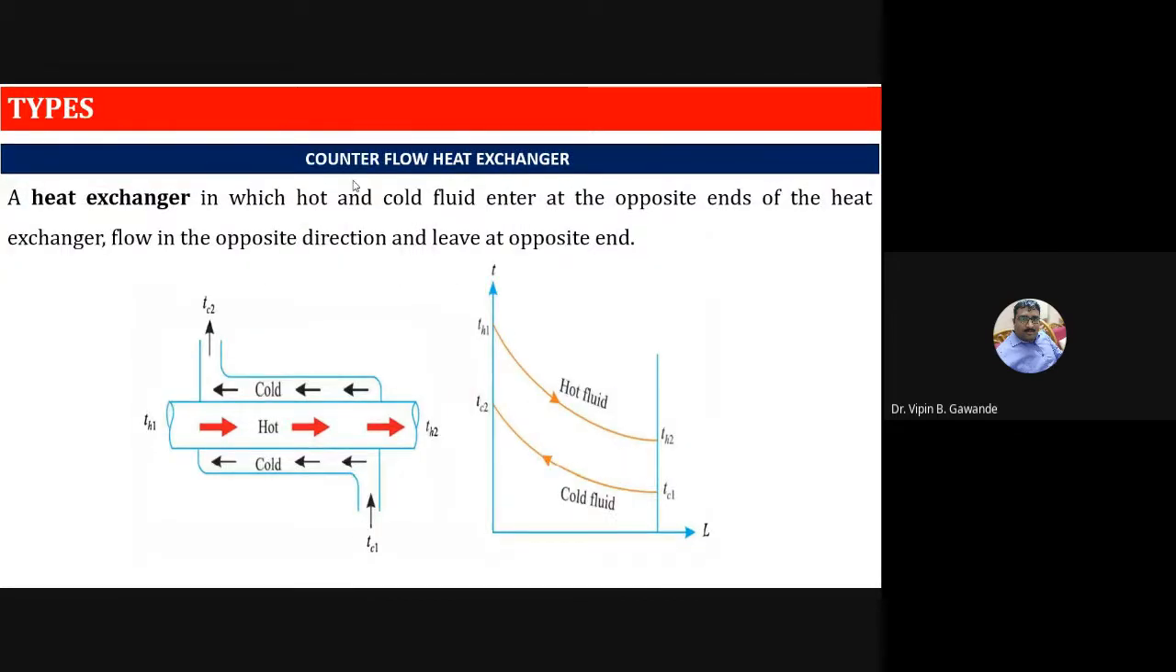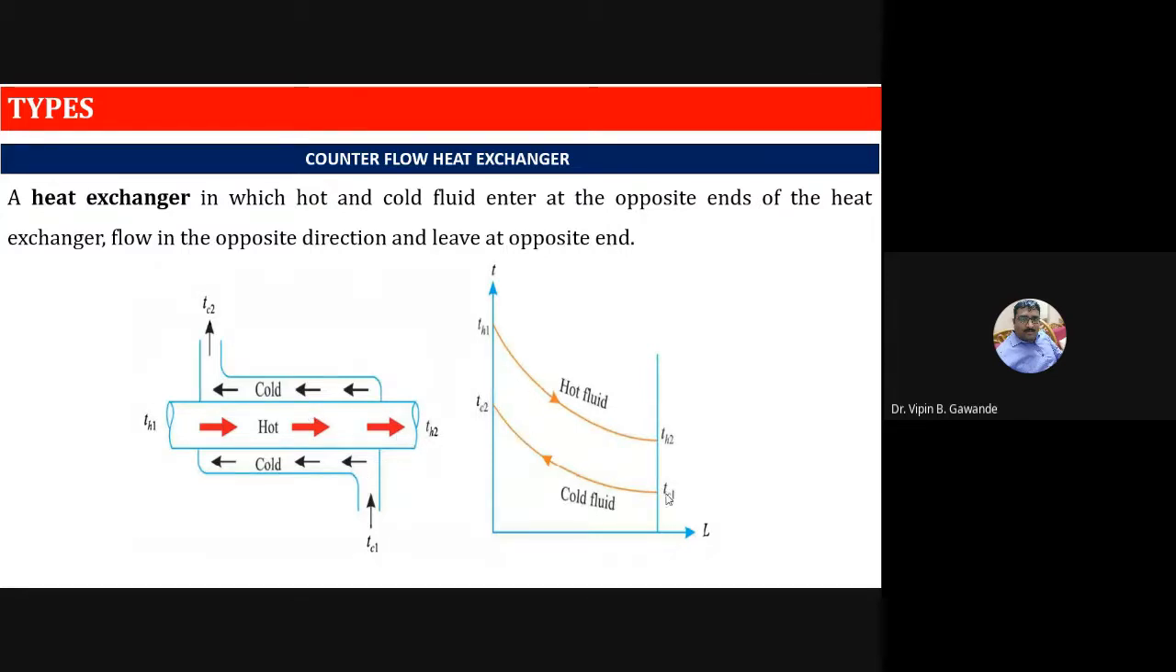Now, this is the counter flow heat exchanger. It is the opposite of the parallel flow heat exchanger; it differs in the direction in which the fluid is flowing. Here the cold fluid flows opposite to the direction of the hot fluid. The cold fluid comes from the bottom side, so TC1 is the lower temperature. After gaining heat, the temperature of the cold fluid will increase. For the cold fluid, the temperature always increases, and for the hot fluid, it decreases.